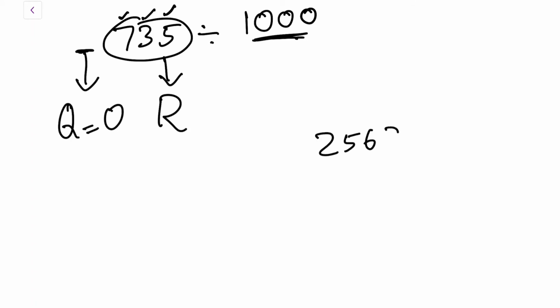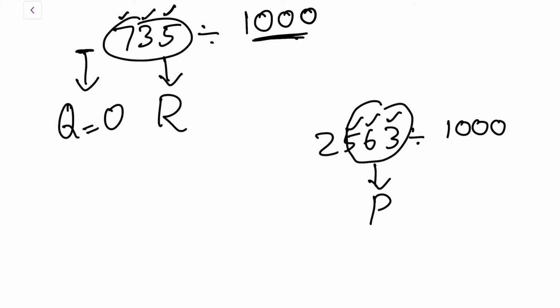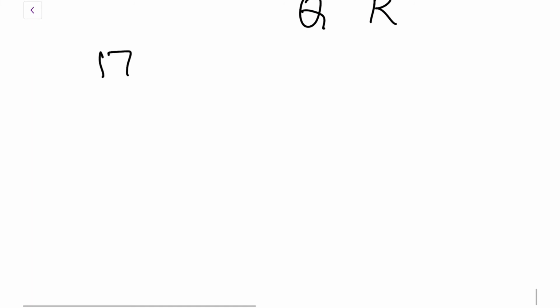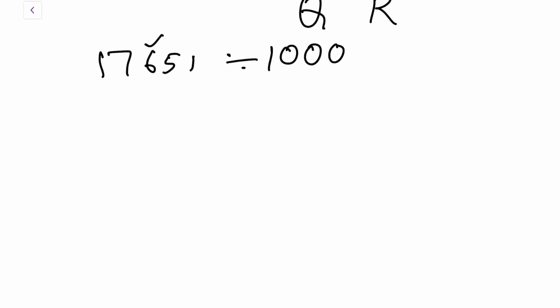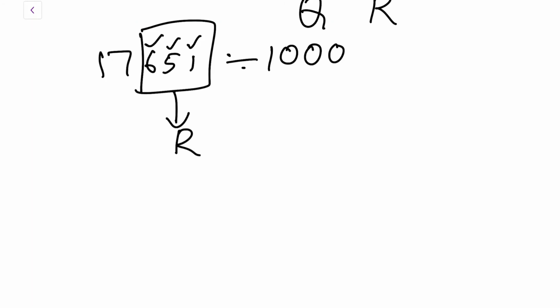Perfect. How about this? 2563 divided by 1000. Hundreds, tens and ones place. Those 3, 563, is your remainder. The remaining digits, that is 2, is your quotient. Now try this. 17651 divided by 1000. Hundreds place, tens place and ones place. These 3 become your remainder. So 651 is your remainder and remaining digits 17 is your quotient.